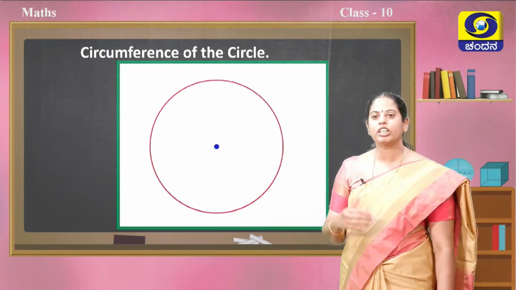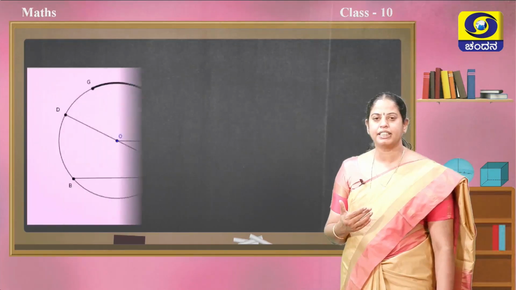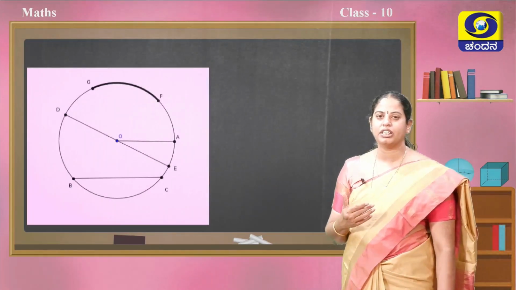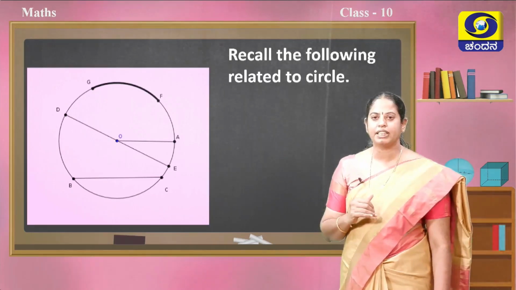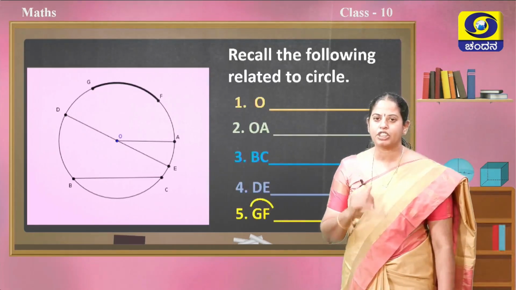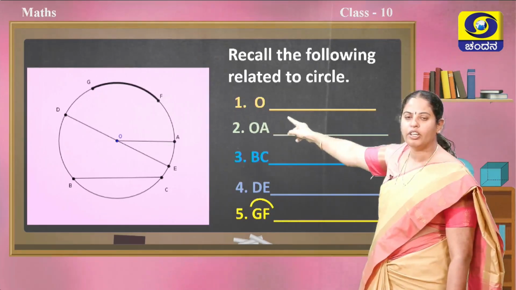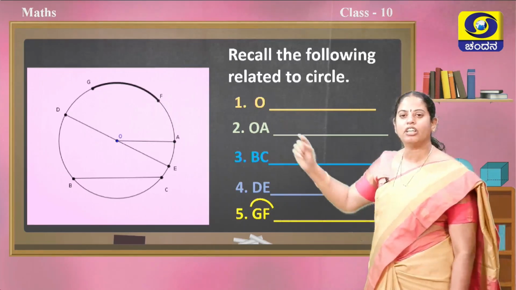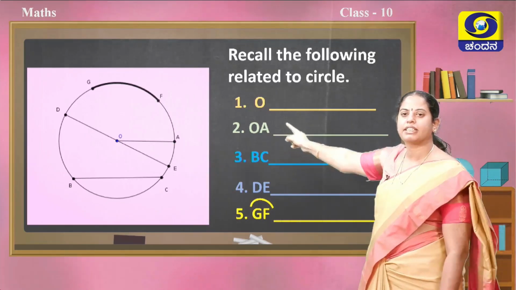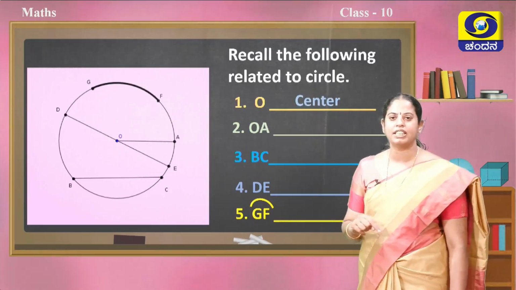Now I am going to give you some incomplete sentences with a picture. You recall those terms and try to answer these incomplete sentences. First one, what do we call the point O related to the circle? We have already recalled, but once again, it is the center of the circle, that is, the fixed point of the circle.